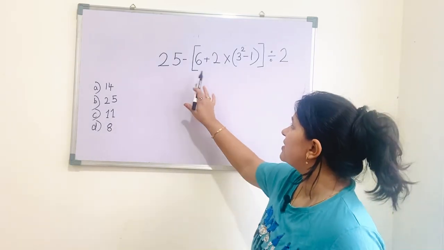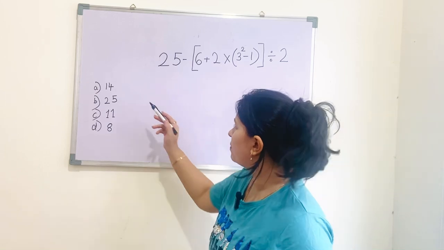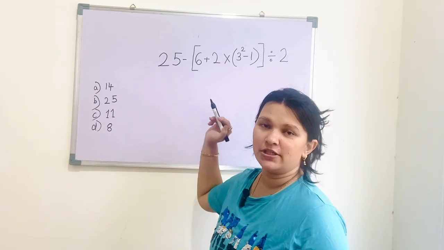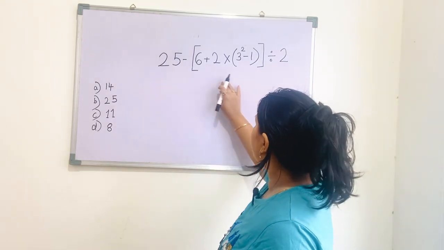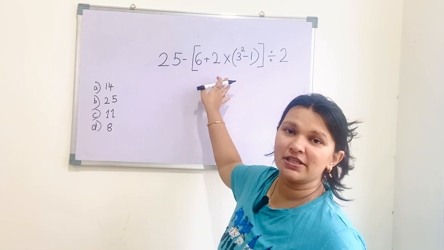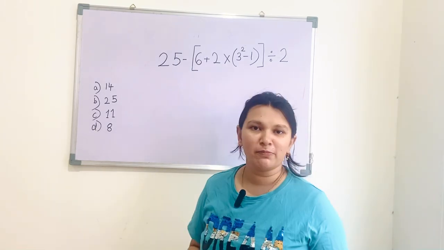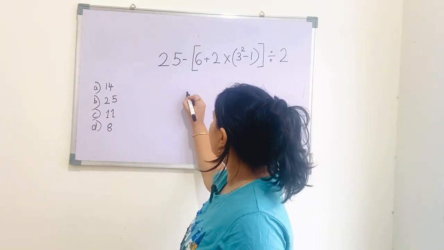Suppose this question comes in the exam, and these are the options given for this question. So, how will we solve this question? For this type of question, when it comes in the exam, we have to apply the BODMAS rule. What is the BODMAS rule?